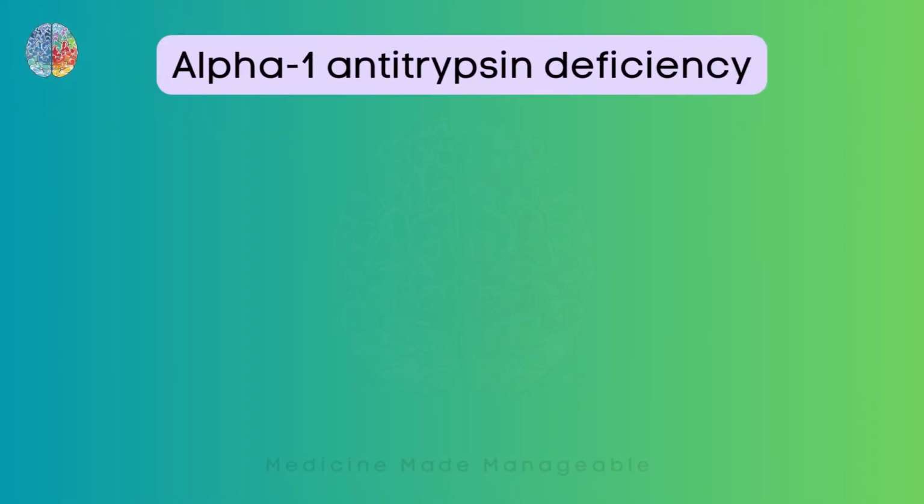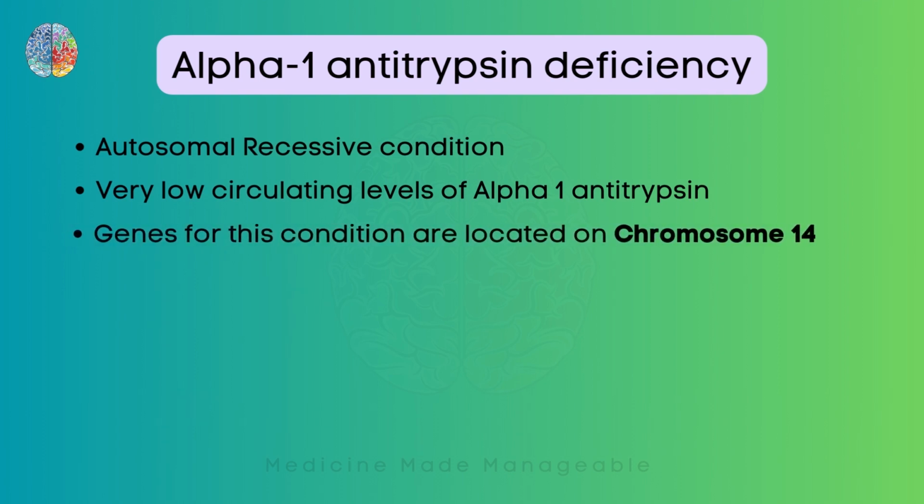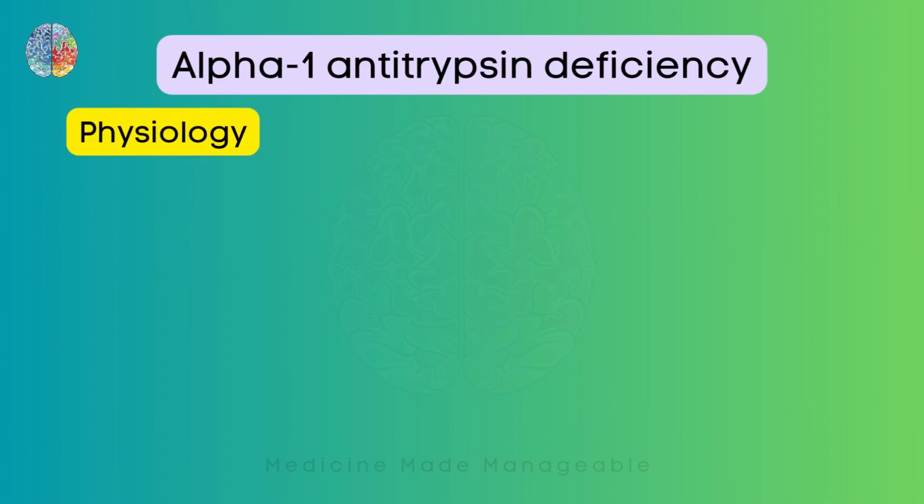So starting with some basic facts, alpha-1 antitrypsin deficiency is an autosomal recessive condition. This is characterized by very low circulating levels of alpha-1 antitrypsin, and the genes for this condition are located on the 14th chromosome. Now let's see the physiology or the normal function of this protein.